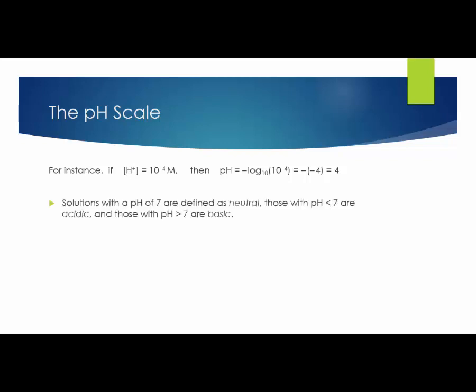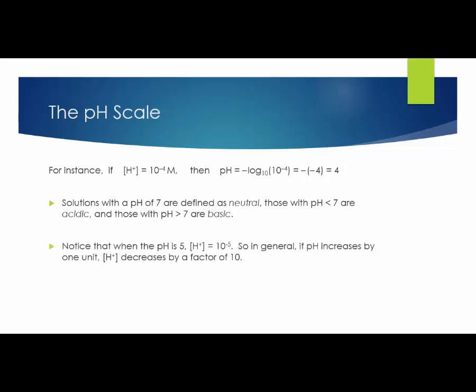If you've taken chemistry classes before, you might be familiar with this scale a bit. A pH of 7 is neutral, a pH less than 7 is acidic, and greater than 7 is basic. Note that when the pH is 5, that hydrogen ion concentration is 10 to the negative fifth. So in general, if we compare that with the example above with a pH of 4, we can see if the pH increases by 1 unit, the hydrogen ion concentration decreases by a factor of 10. So in going from 4 to 5 as a pH, we go from 10 to the negative fourth to 10 to the negative fifth, decreasing by a factor of 10.